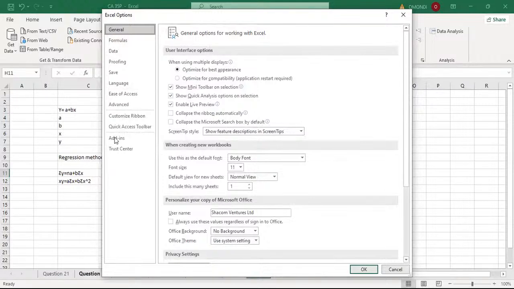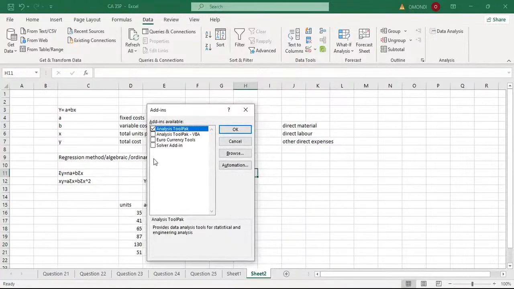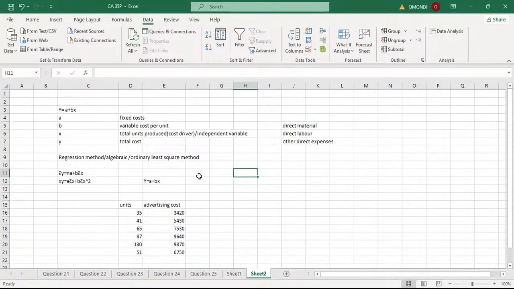I look for add-ins. Then I move to this part here, Go. It takes me to this section. I mark this analysis toolpack box. Then I say, okay. That's what we did.